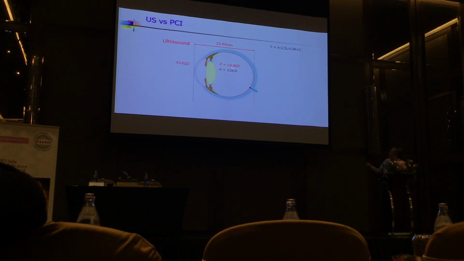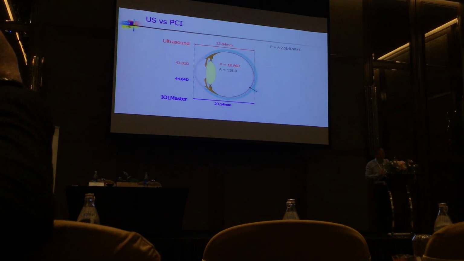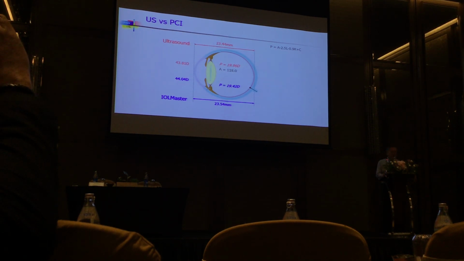So to predict for emetropia, this eye will need 19.96 diopter. With IOL master, you measure the same eye. The K is 44.04, it's the same eye, but it's a different keratometer. The outcome is different. The axial length now is 23.54 millimeter. This is 23.44 millimeter. I'm not going to say which is more accurate. I'm just telling you here for IOL constant. If you use 118.4, so 118.0 for ametropia, it will need 19.42 diopters.